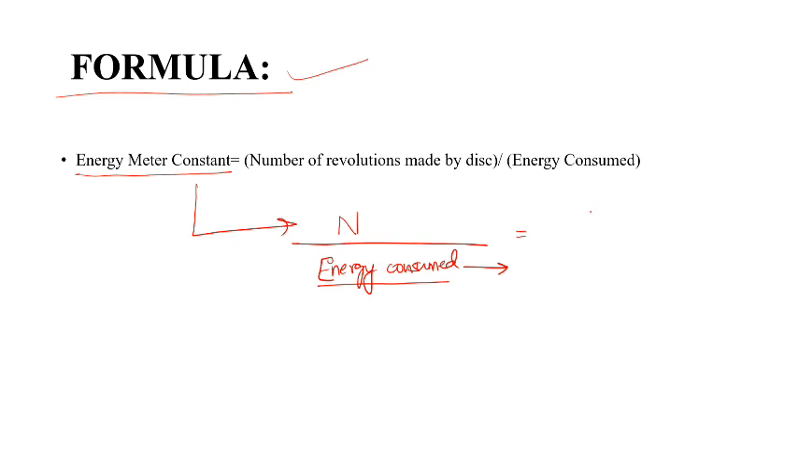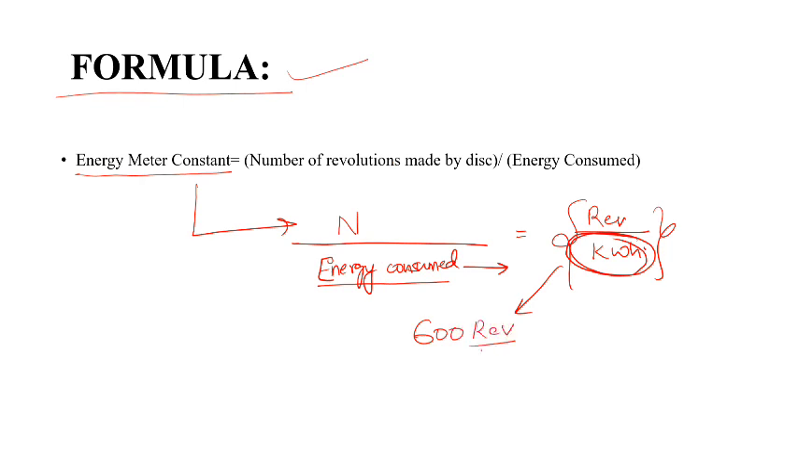So basically what it denotes is how many revolutions our energy meter takes to consume 1 kilowatt hour of energy. All right. As I've mentioned in the previous slide, the manufacturer has already given us a value, which is 600 revolutions per kilowatt hour. Now the question arises, if the manufacturer has already given us the value of the energy meter constant, why are we calculating it again? We are calculating it to verify whether the actual value of the energy meter constant is 600 or somewhat different from the prescribed value.